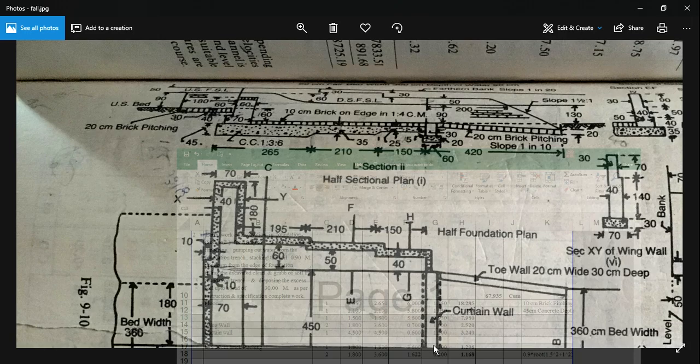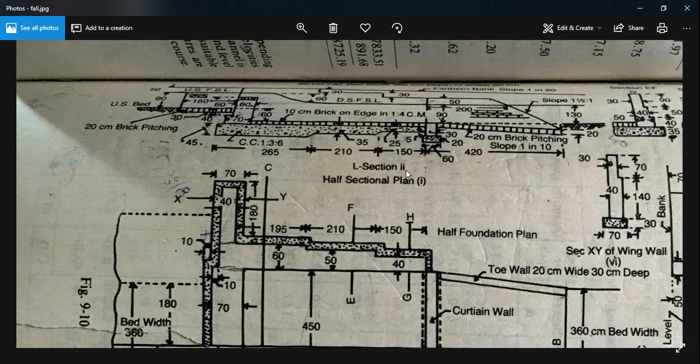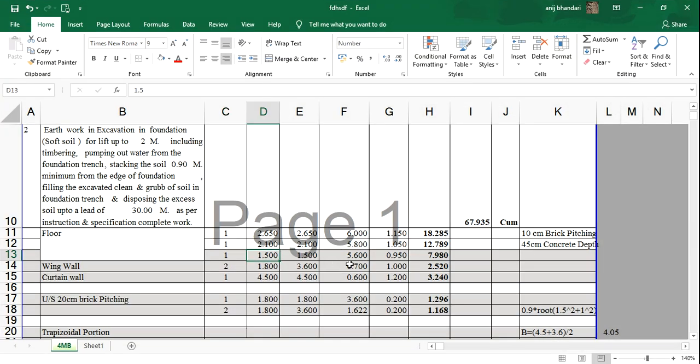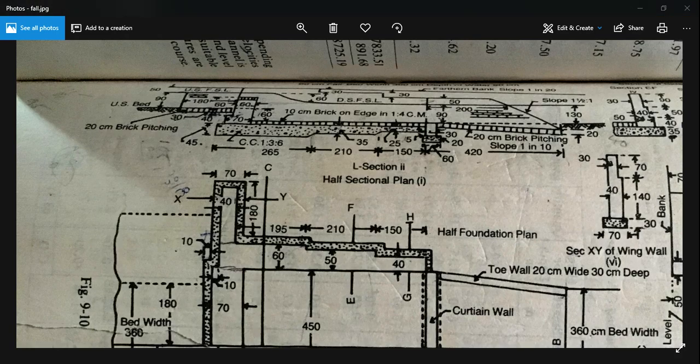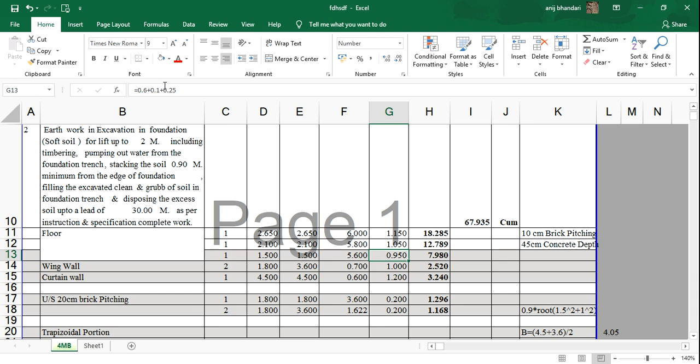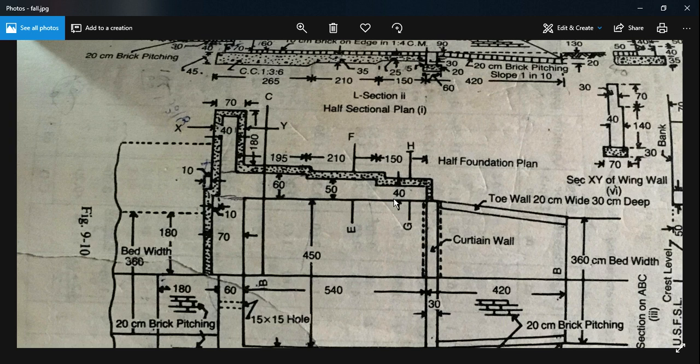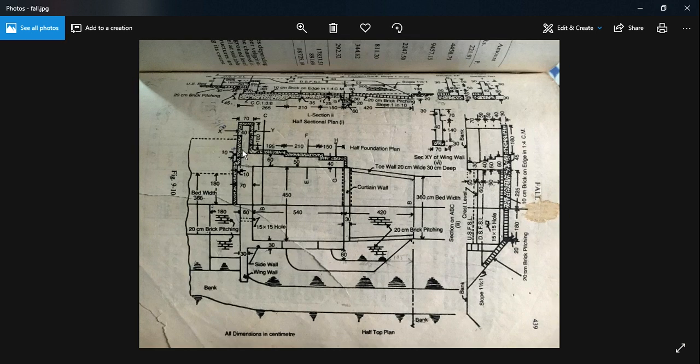After that, similarly for the third length, 1.5 meter length, we have width reduced to 40, and corresponding depth reduced to 25. 60, 10 and here 25. That gives us the earthwork excavation for these portions, 2.65 from here all the way on the other side.